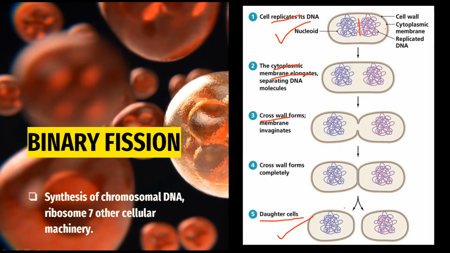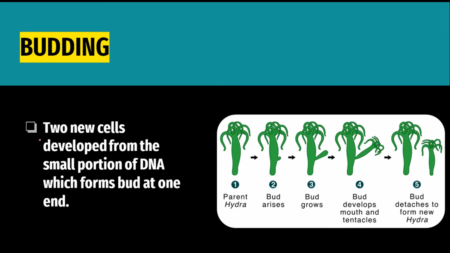Next we have budding. So what happens? Two new cells are developed from a small portion of DNA which forms a bud at one end. We have taken the example of a parent hydra here. As you can see, these are the tentacles of the parent hydra. So what happens? A bud arises like this.